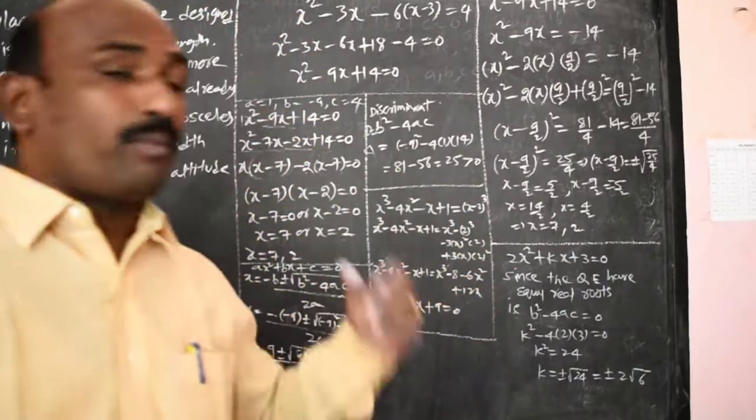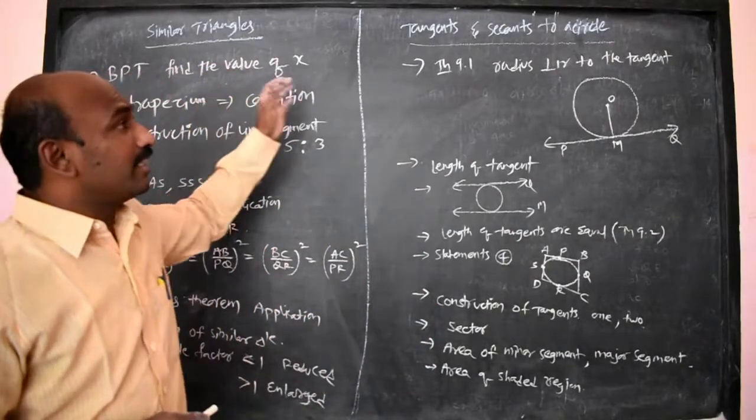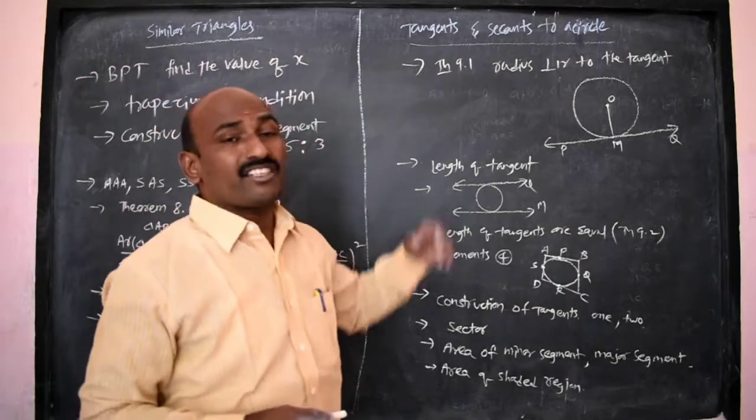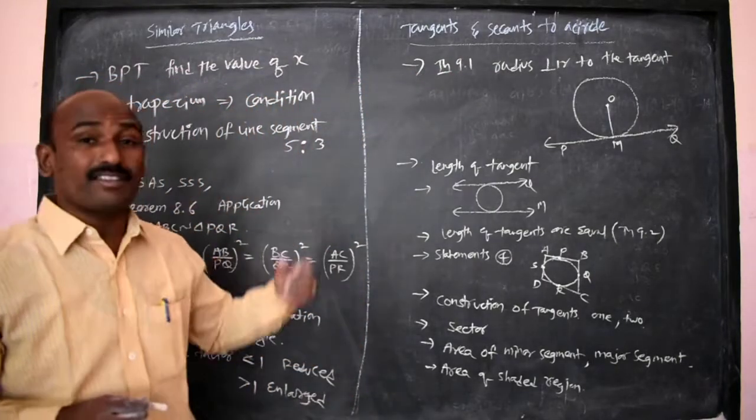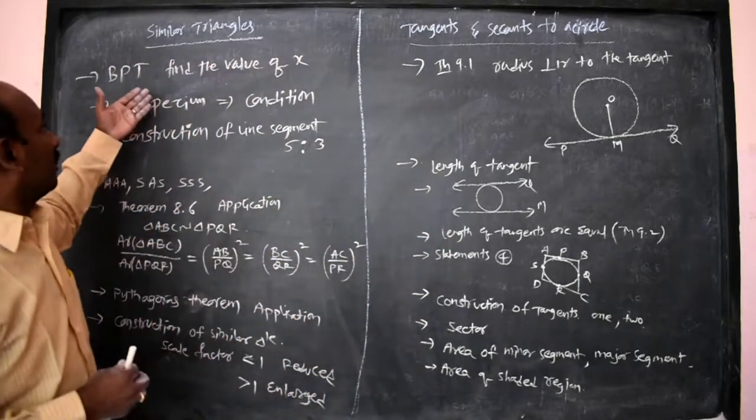You can go with word problems. The next two chapters are similar triangles and tangents and secants to a circle. We will see what concepts are there in those. I cannot explain deeply here.